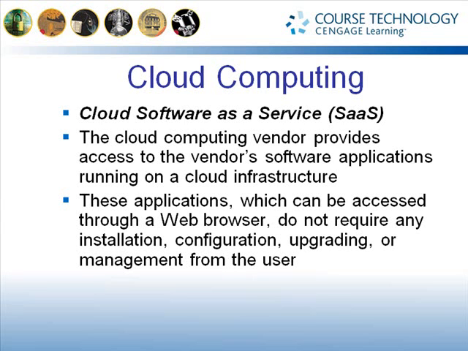Now, there are some variations within cloud computing. That is to say, not all cloud computing is the same. There basically are three service models, if you would. The first is cloud software as a service. The cloud computing vendor provides access to the vendor's software applications that are running on the cloud infrastructure.